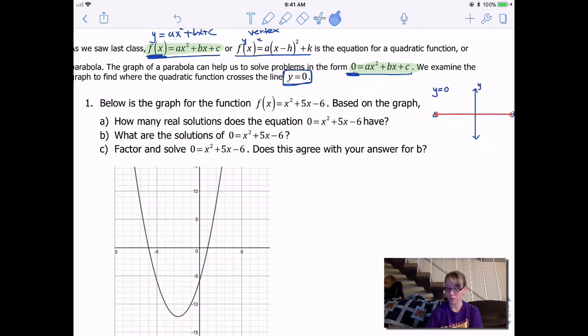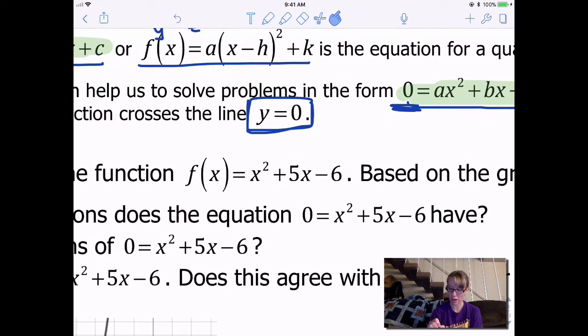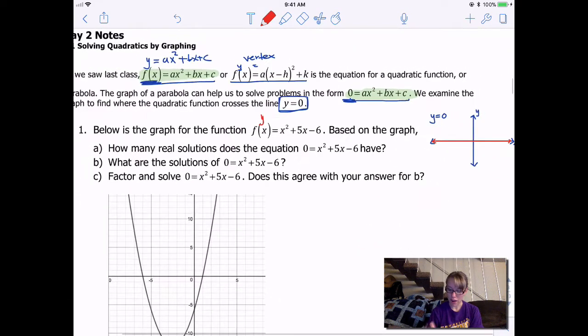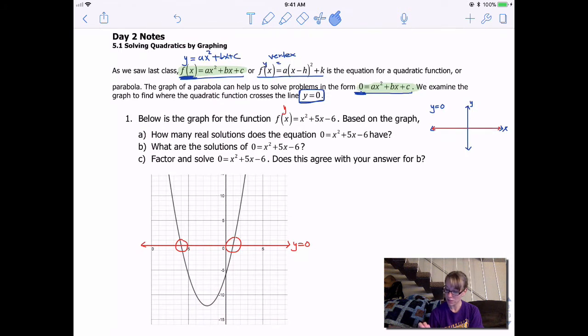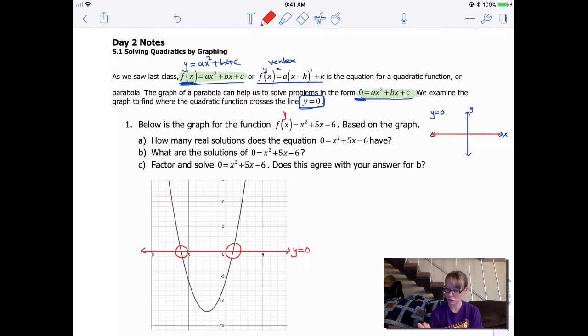So below we have the function f of x equals x squared plus 5x minus 6. Remember that this can be a y equals. Based on this graph, how many real solutions does the equation 0 equals x squared plus 5x minus 6 have? So what we're going to do is draw a line at y equals 0. So that's the line y equals 0, and our goal is really to say how many times do those two graphs intersect. And I can actually circle the two places where that happens. So there are 1, 2 solutions. So my answer there is really just the number 2.